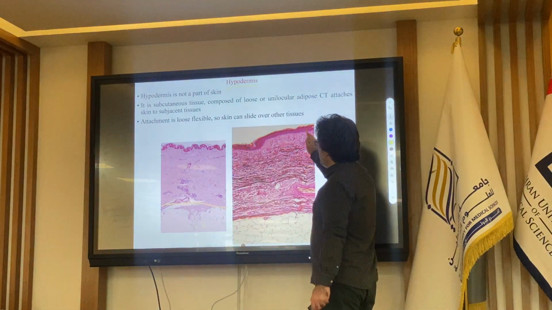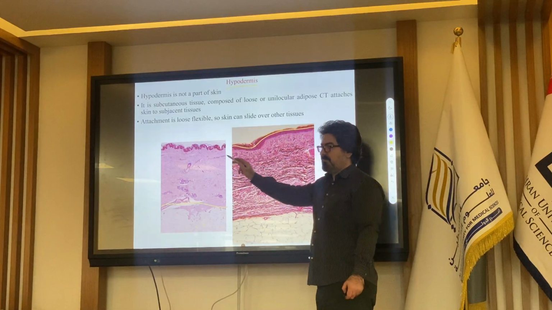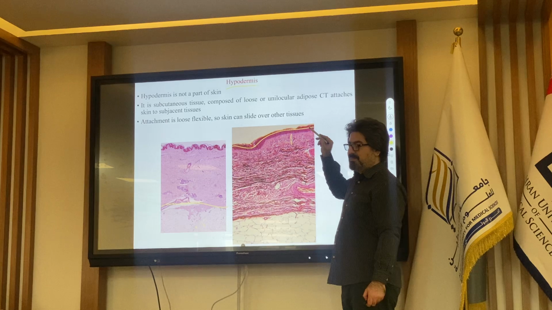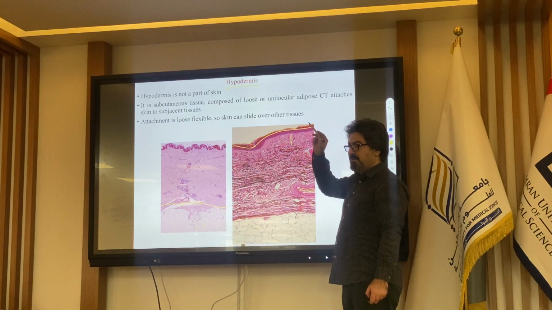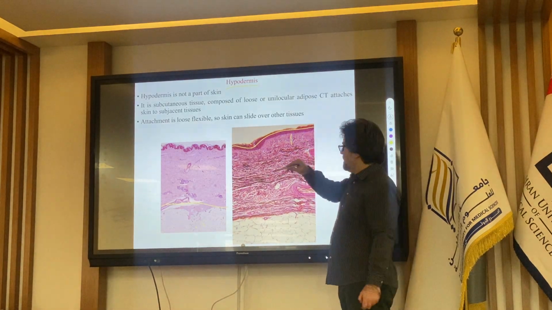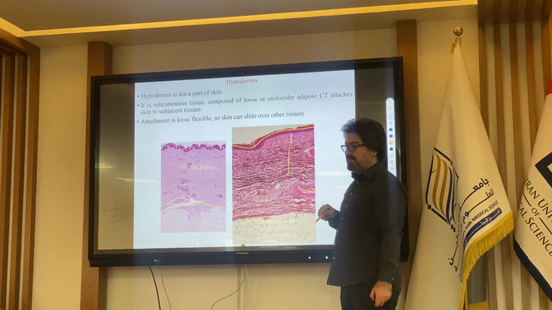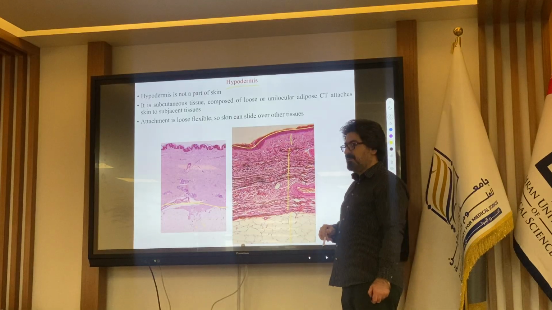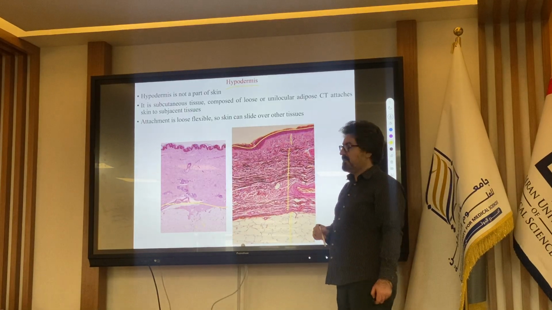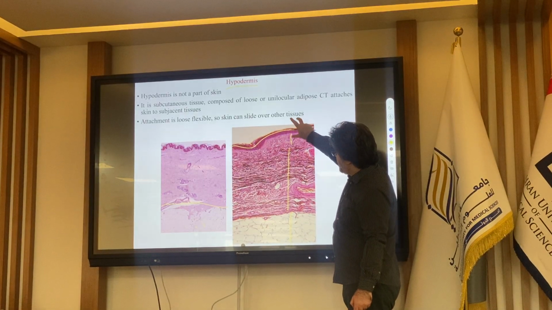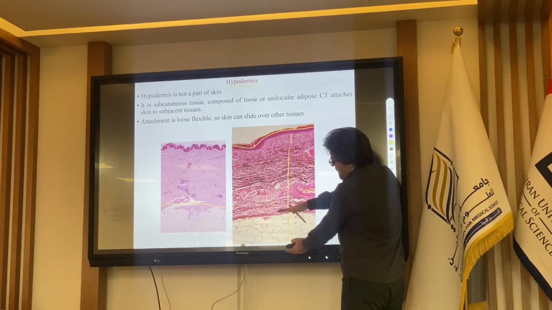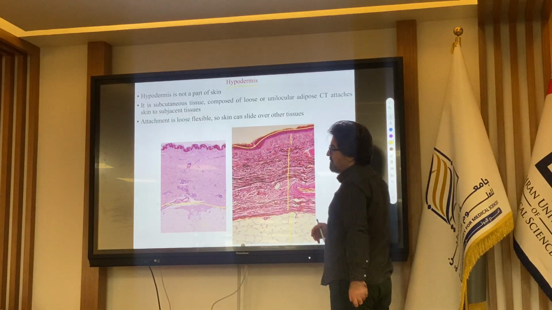So what is this layer? Epidermis. This layer, dermis. Which part of dermis? Papillary layer. And what about this part? Reticular layer. And this part? Hypodermis. Very good. Epidermis, dermis with two layers, papillary and reticular, and this is hypodermis.